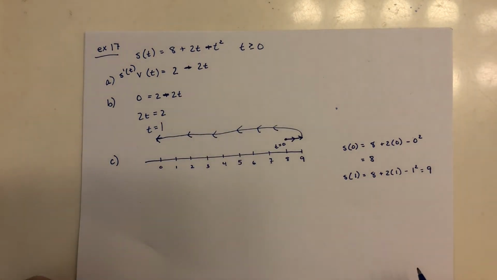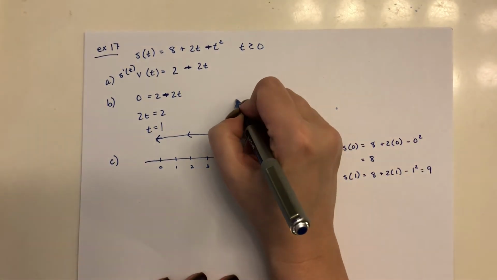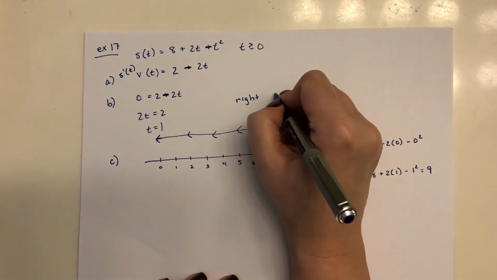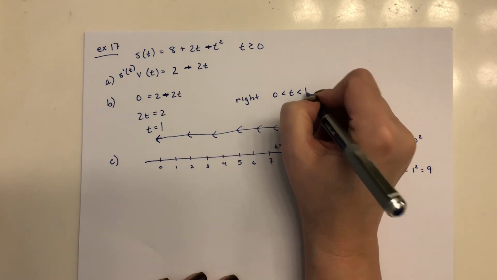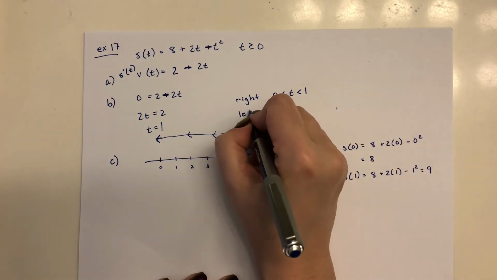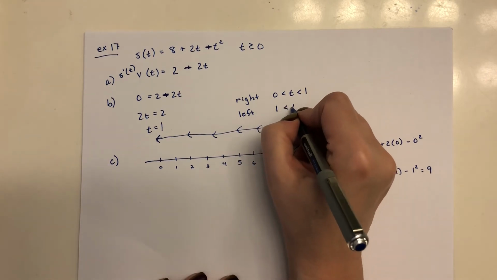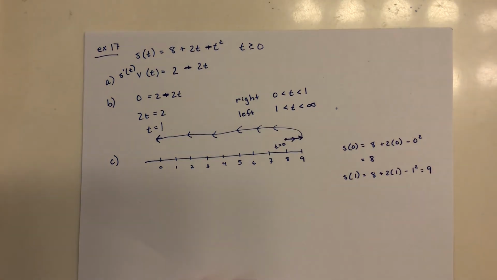So the problem for part B asks, find when the particle is moving to the right and when it's moving to the left. So like I said, I'm doing B and C together. So I know that my particle is going to the right, starting at 0 for my time, going to 1, and then I know it's going to the left, anything past that. So that's what it's doing.